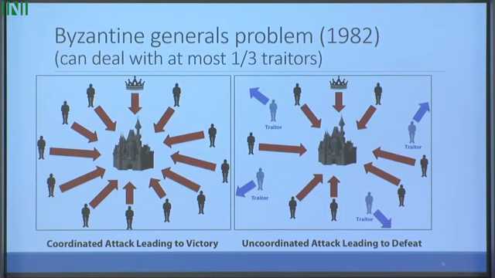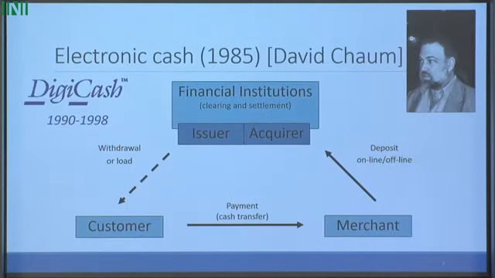Okay, and we've known how to do this, and there's loads of good protocols for this. But it's a cache. Electronic cache. This is a new idea. No, it's not a new idea. 1985, David Chaum had this idea of digital cache to do financial transactions. And if you kind of think of this, the usual four-pronged thing, you have issuer, acquirer, customer, merchant.